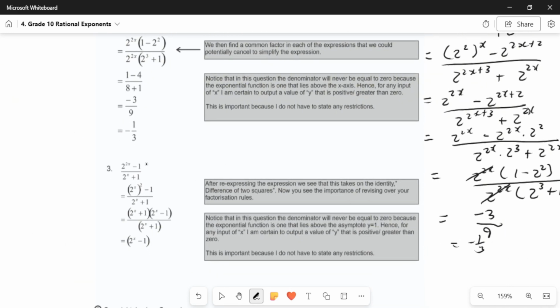And if you look at this one here, we are somewhat making use of U substitution, right? But you have to just see something here. See 2 to the power 2x minus 1. It can be re-represented as 2 to the power x, raised to the power 2, minus 1. Now we have a difference of two squares. So it'll be 2 to the power x plus 1, 2 to the power x minus 1, over 2 to the power x plus 1. So therefore, that and that will cancel. So therefore, we'll have 2 to the power x minus 1.